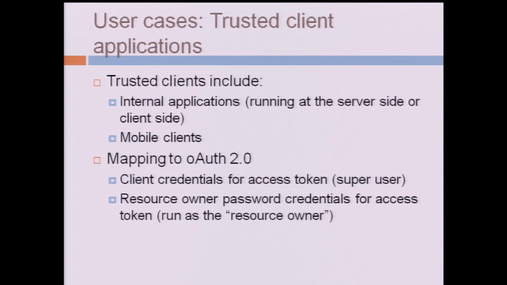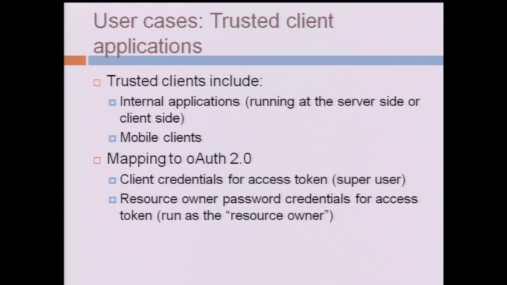And I try to map some of the flows into different use cases. So the first one is the trusted client. I mean, you really trust the client application, and that client application could be an internal application, could be a mobile client developed by your own company and released into the App Store. So there are two potential flows you can use. The first flow is a client credential for access token. And this one can be used for two different cases.